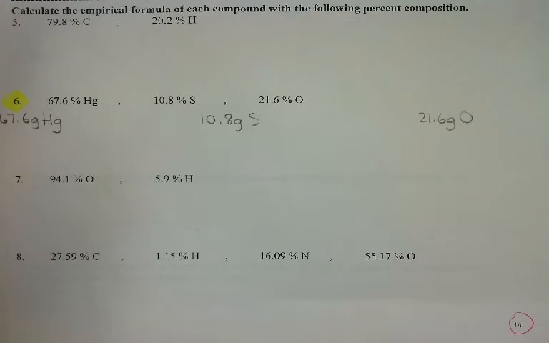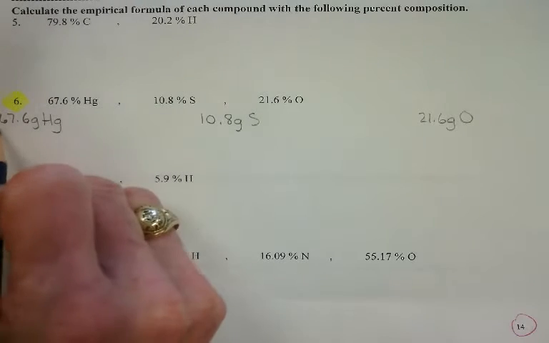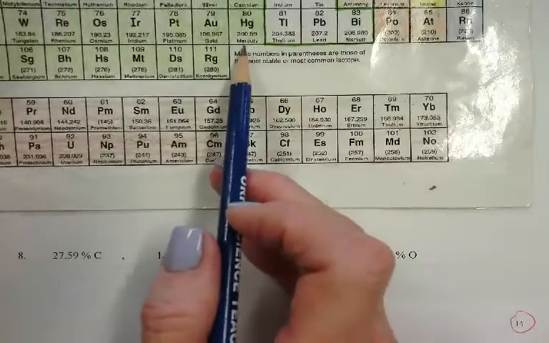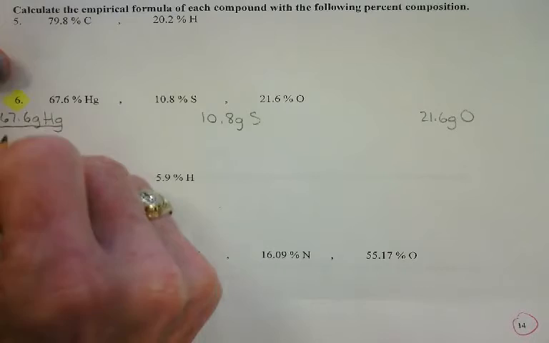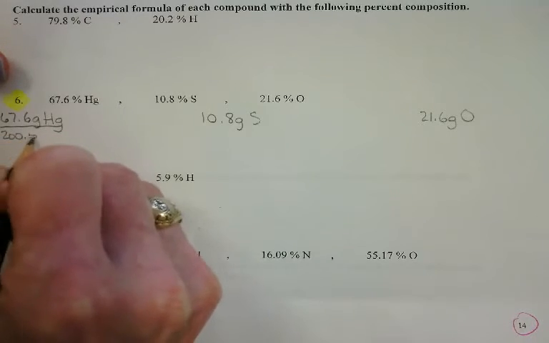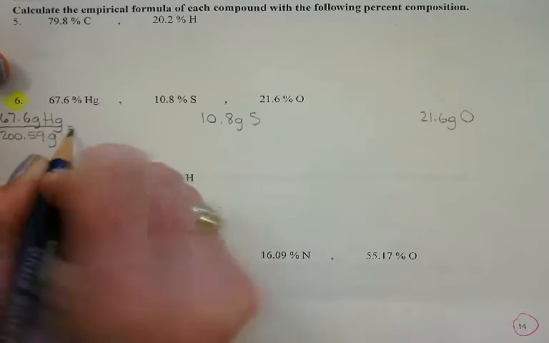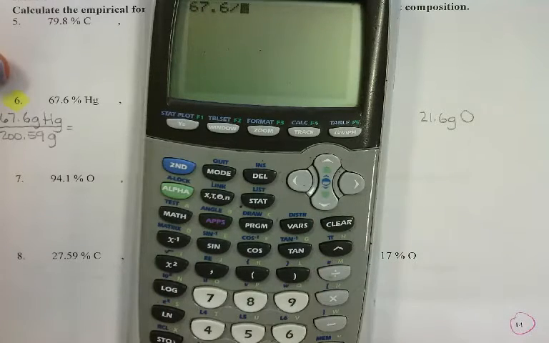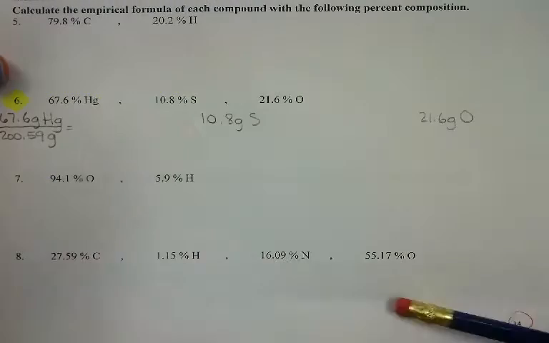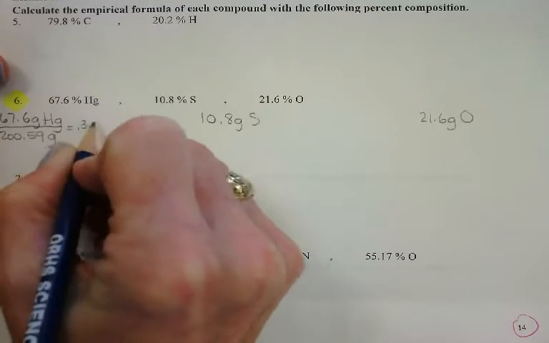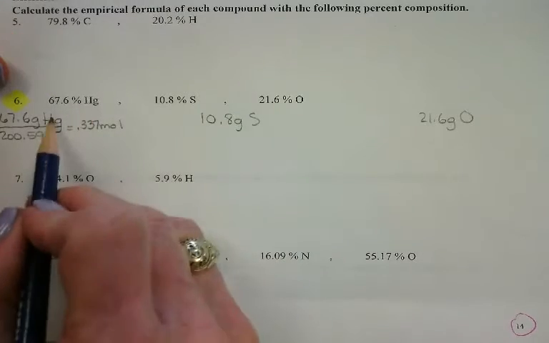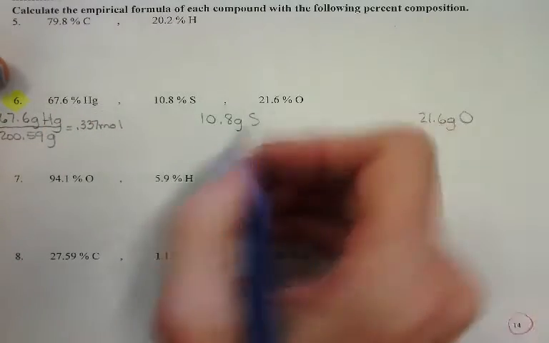So we did percent to mass, now we have to go mass to mole. So it means I have to divide by molar masses. So the molar mass for mercury is 200.59 grams. Let's see, 67.6 divided by 200.59 gives me 0.337 moles. So we did percent to mass, mass to moles. So we have to do that for each one.